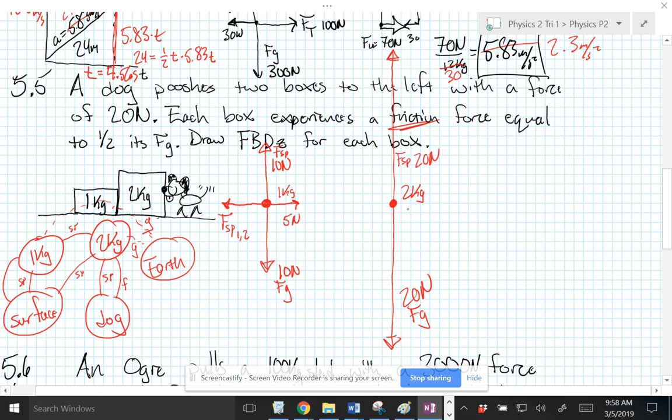Again, the friction is half its FG, so I've got 10 newtons of frictional force. But if you look at the 2 kilograms here, I've got push, push, push, friction, and gravity. I've got 5 arrows total. I've got a force from the dog, F 2 comma dog, and I know that that's 20 newtons.